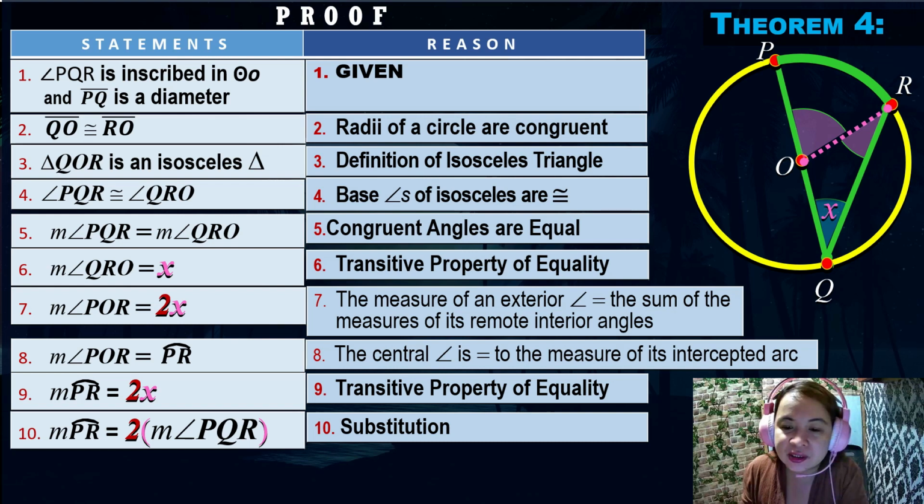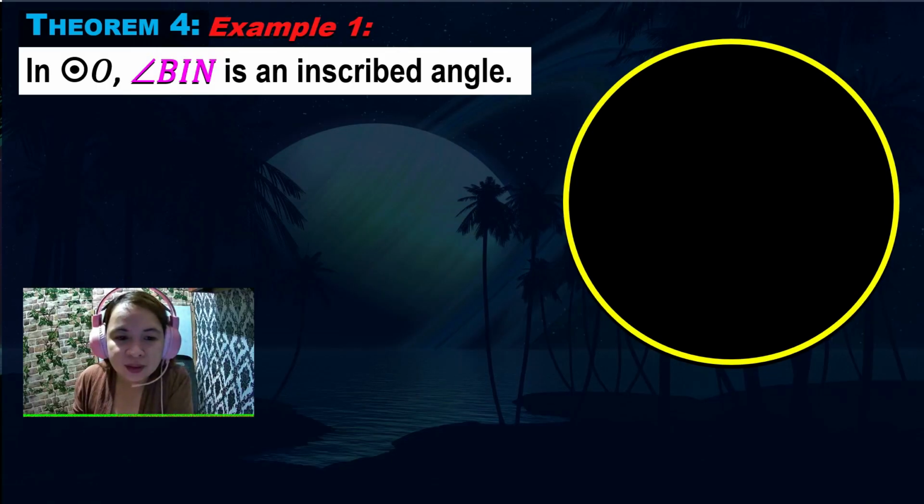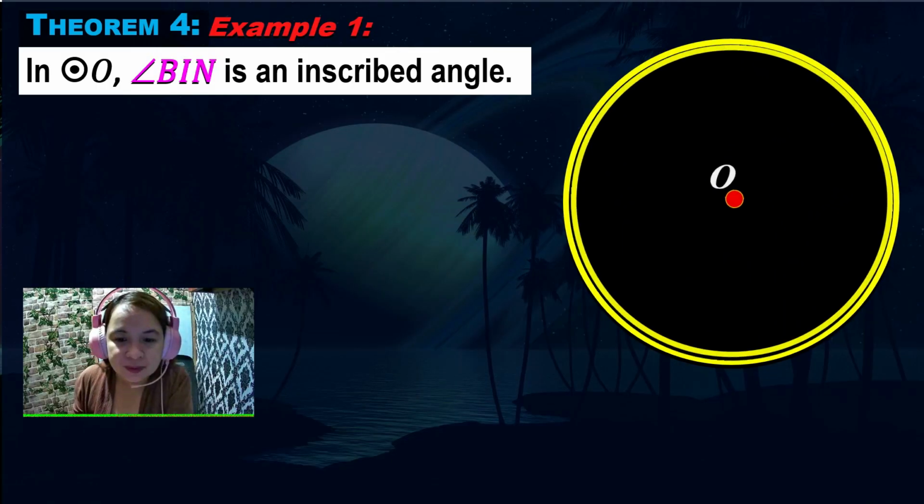The value of x here is the measure of angle PQR. And to prove that the measure of angle PQR is equal to the measure of arc PR divided by 2, that is multiplication property of equality. Or that is already theorem number 4. Let's have an example of theorem number 4.